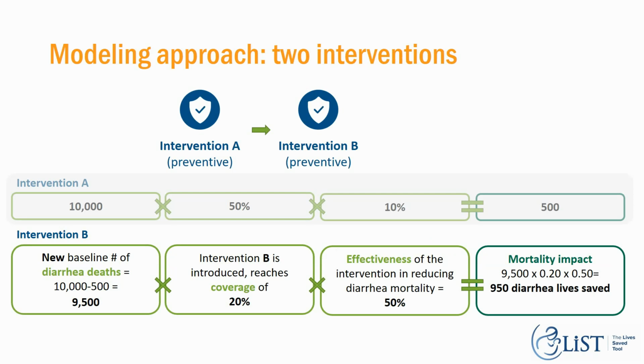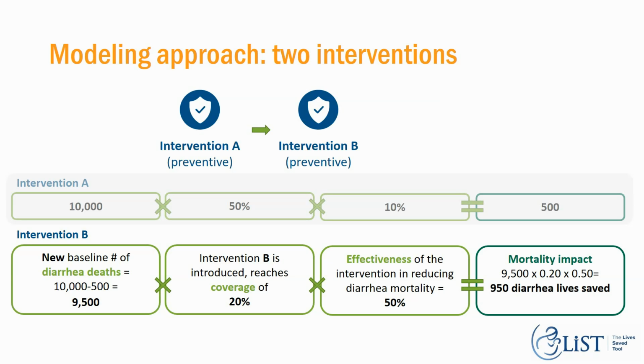So we've finished with intervention A, and now we want to introduce a second intervention, intervention B. It's also a preventive intervention. So to start off, our new baseline of deaths, we had the 10,000 for intervention A, but we've already saved 500 lives, so now we subtract those 500 lives from our 10,000, multiply that by the coverage of intervention B, which once again was introduced, so it went from 0 to 20%, and then we multiply that by our effectiveness, so this is a much more effective intervention.